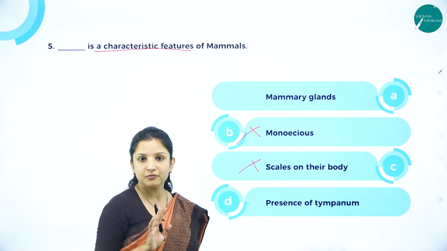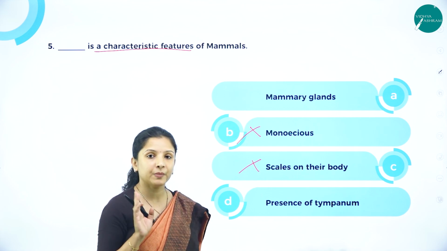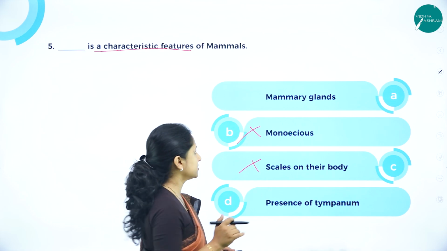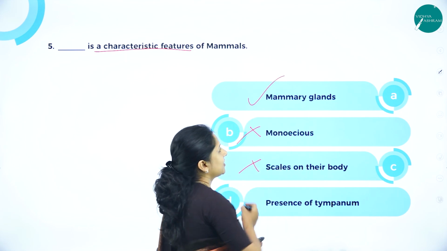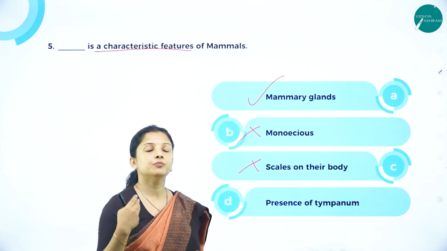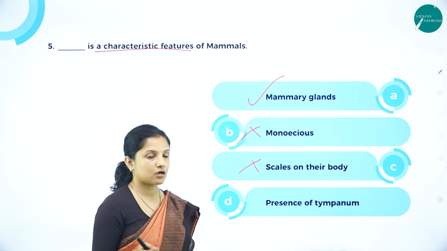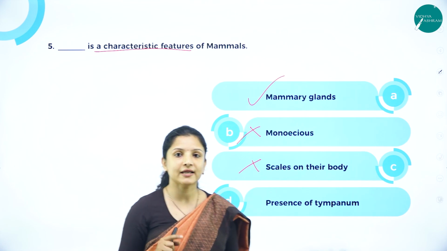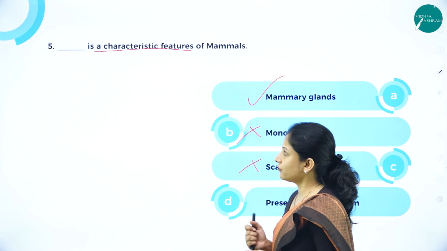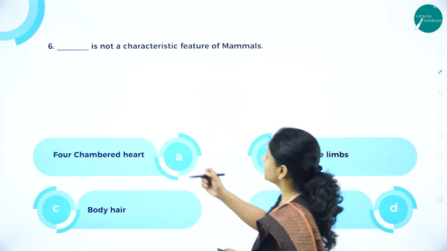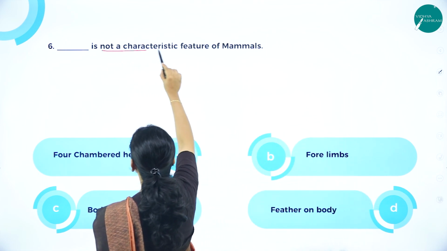Presence of tympanum. Mammals do not have tympanum. Instead they have pinna or external ears. The right option is mammary glands, which help them to produce milk, which nourishes the young ones. So mammary glands, option A, is the characteristic feature of mammals. Dash is not a characteristic feature.